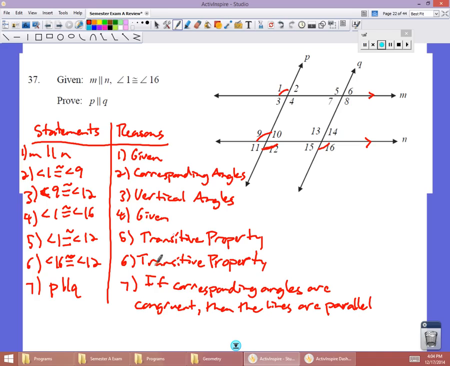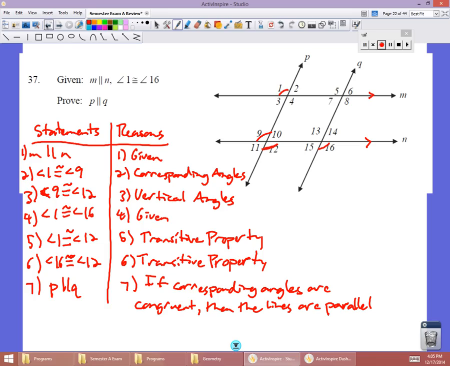When we use the opposite to prove something, that's what we call the converse. So really we know that if the lines are parallel, then the corresponding angles are congruent. Here we're saying because the corresponding angles are congruent, the lines have to be parallel.